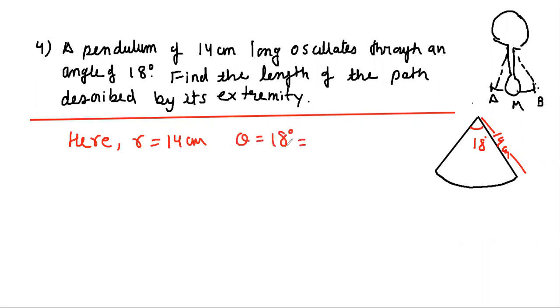But I don't want it in degree. Whenever I have to make calculation, I cannot take angular measure. मुझे क्या करना पड़ेगा? I have to convert this into radians. To convert this into radians, I need to multiply this 18 into pi upon 180. Now we know that 18 tens are 180. So I may write down this as pi upon 10 radians. This is my theta. Okay, now what I'm asked is to find the length of path.